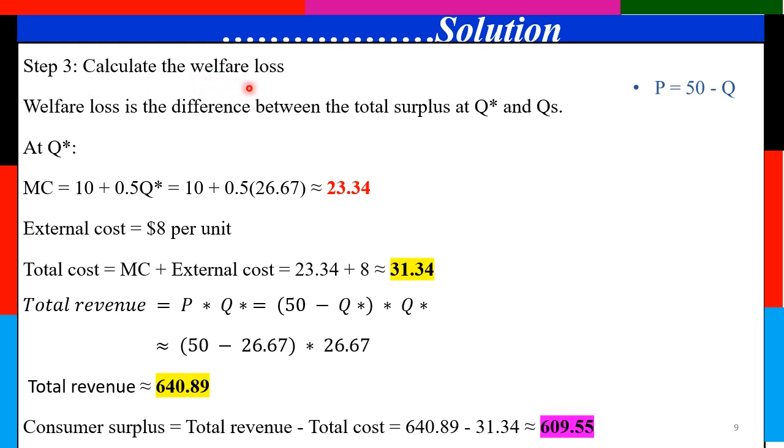Step 3, calculate the welfare loss. Welfare loss is the difference between total surplus at market equilibrium and at the socially optimal level.